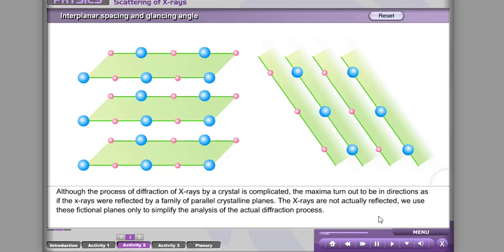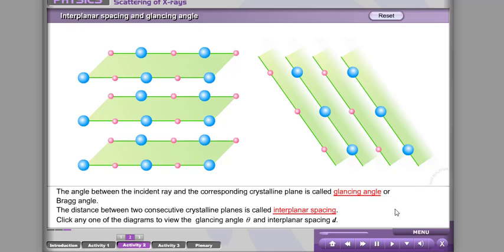Although the process of diffraction of X-rays by a crystal is complicated, the maxima turn out to be in directions as if X-rays were reflected by a family of parallel crystalline planes. The X-rays are not actually reflected. We use these fictional planes only to simplify the analysis of the actual diffraction process.